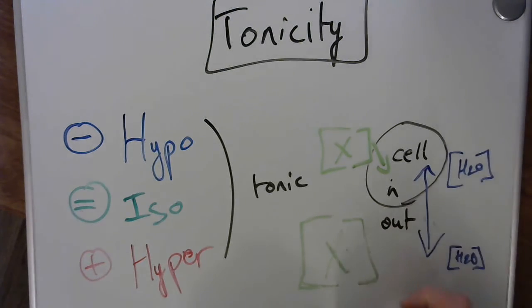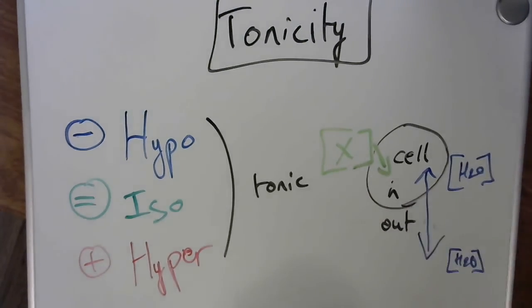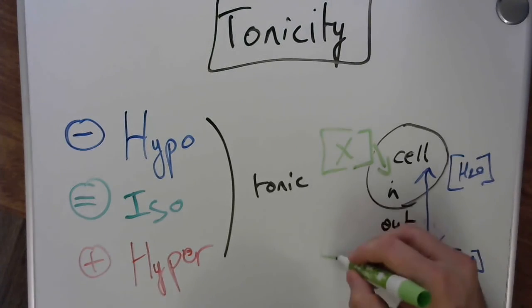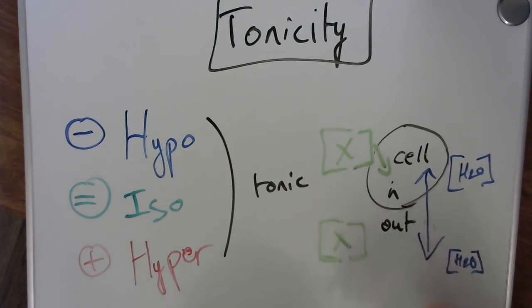If the X concentration is the same, as is the case in isotonic, inside and outside, water still moves across the membrane. Semi-permeable, water moves freely, it just moves equally in and out. Movement of water, of a solvent, is always there.